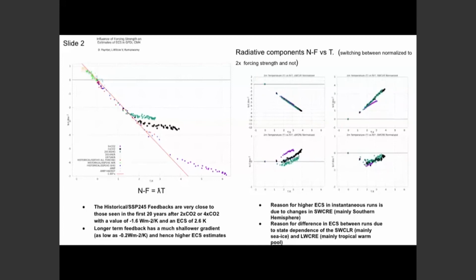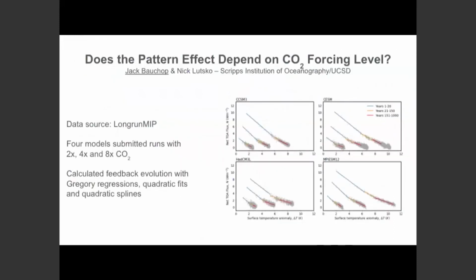My timer is up, so I'm out of time, but I encourage you to look at the poster in order to learn more about this work. Thank you for listening. Perfect, thank you. My timer is almost up too. So we'll go on to Nick Lutzko.